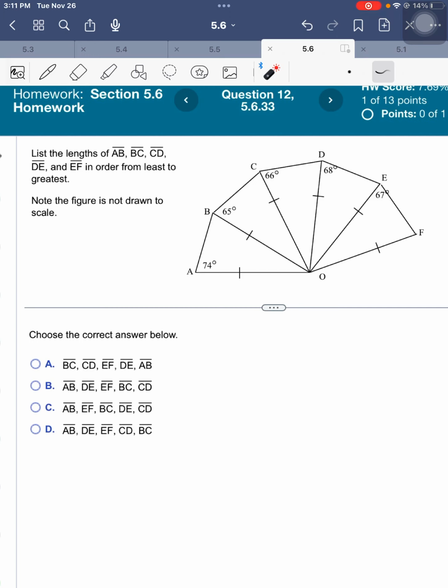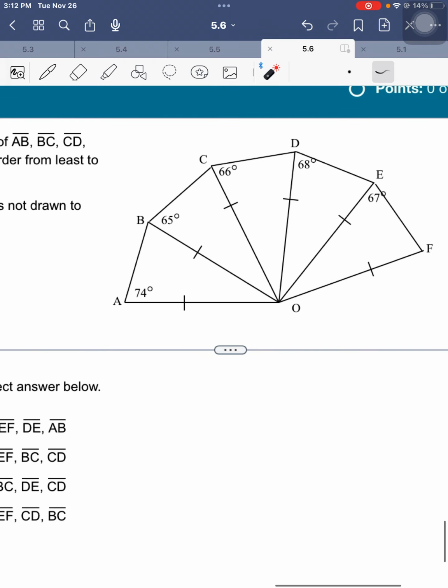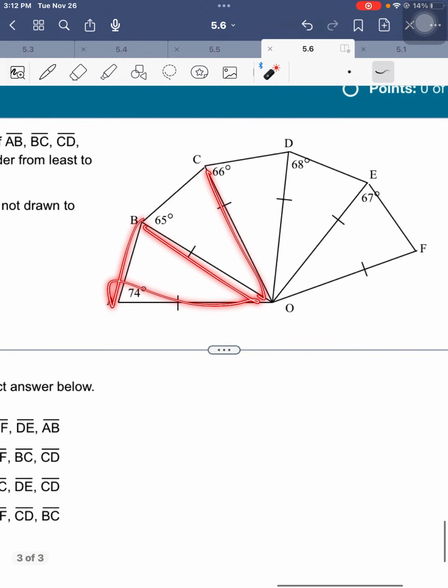Now, last one. So I'm going to use my calculator for this one. Okay, so what do I notice I have here? I have a bunch of triangles. Specifically, what type of triangles do you guys see here? I see isosceles triangles, right? Because I have two congruent sides opposite of what? Base angles, right?